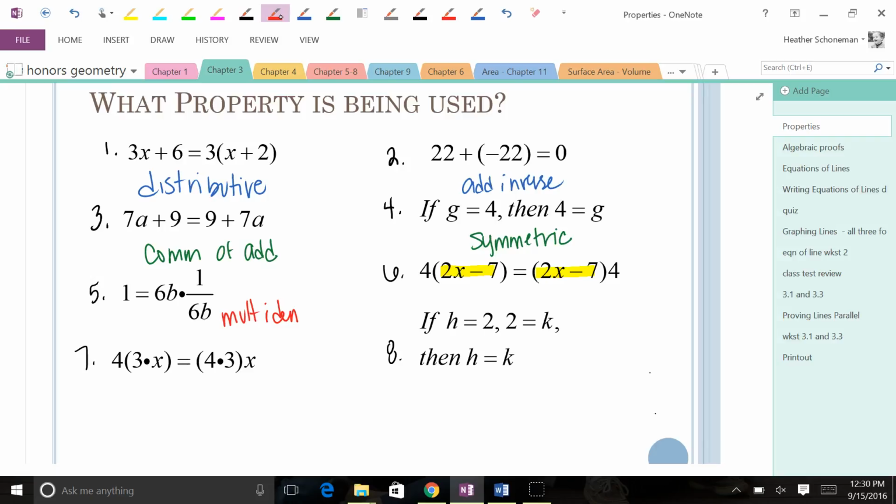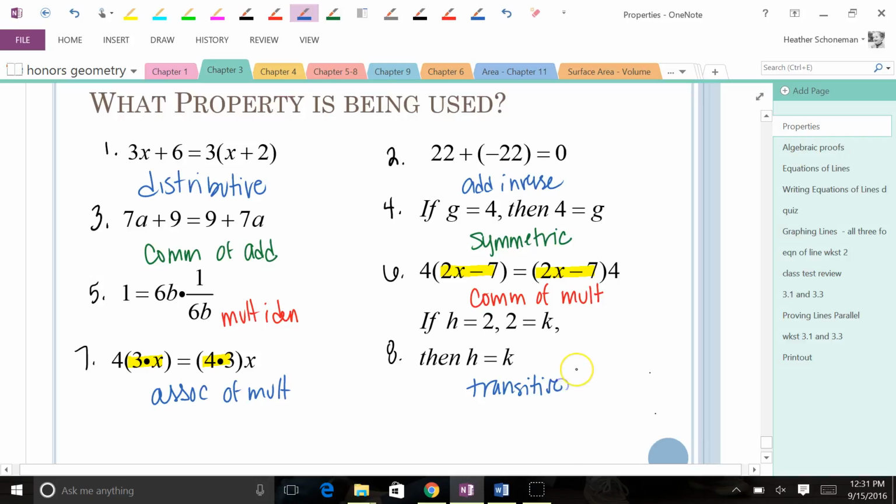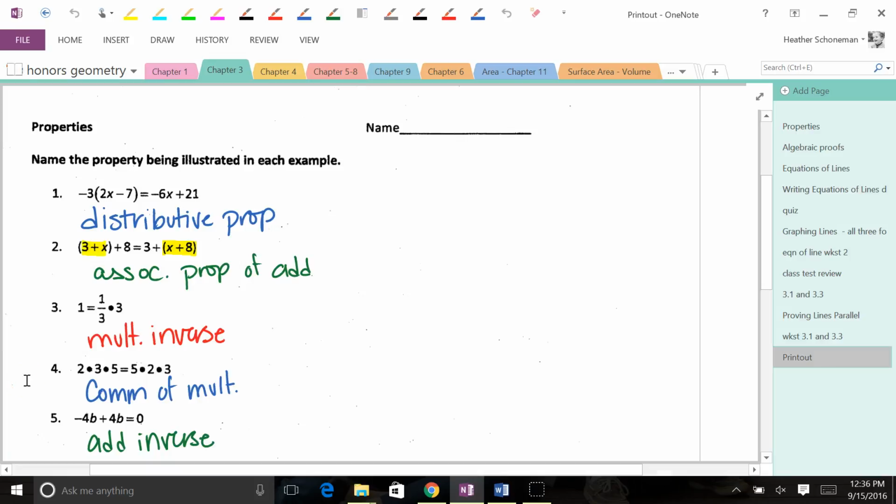So when I change the order, what property is that? Commutative, and this is of multiplication because I changed the order in which I multiplied the 4, right? Now, if you compare 6 and 7, here I have 3 times x, and here I have 4 times 3. Okay, now have I changed the groups? So 7 is what? Associative multiplication. Very good. And last but not least, 8 is an if-then statement with 3 things. What's 8? Transitive. Okay, now, I'm going to give you a couple of these properties, and you can use your chart to practice. Okay, let's check these and see how you did.